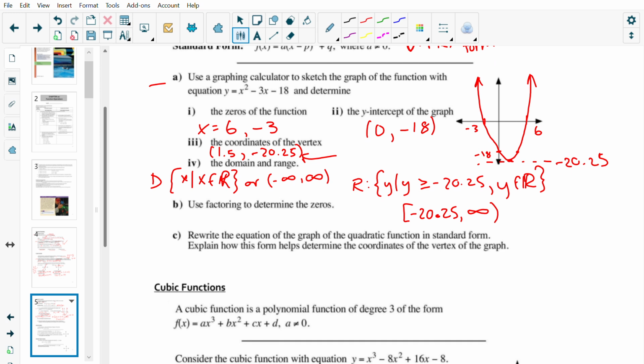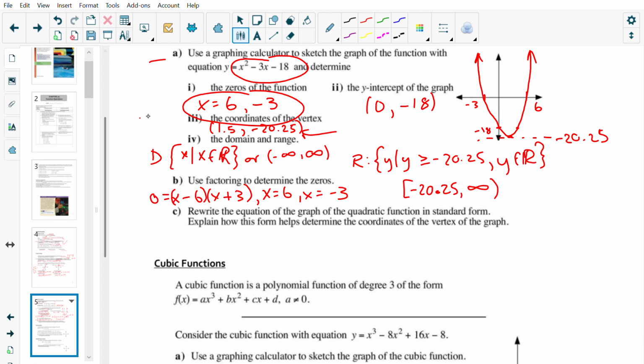Use factoring to determine the zeros. Okay, so if I'm factoring that, 0 equals x minus 6, x plus 3. Okay, and that's x equals 6, x equals negative 3. So that's what we saw for the zeros of the function. This I got from my calculator.